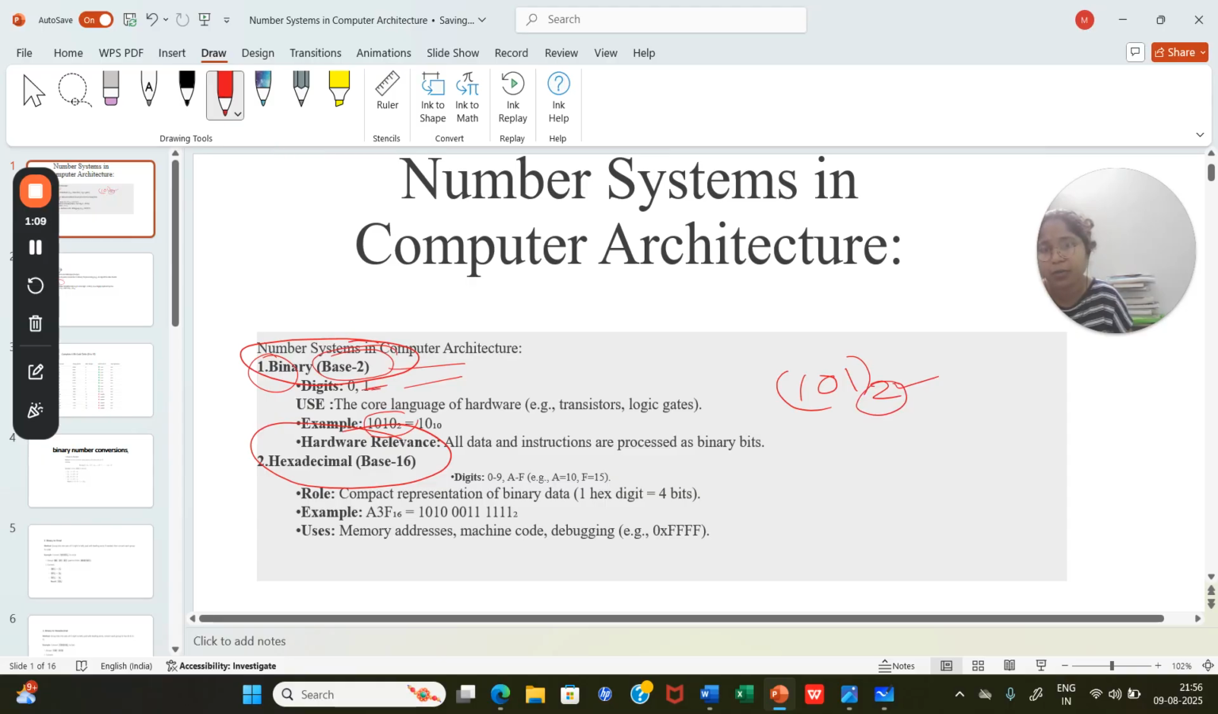We have only two digits in binary. We call this the core language for hardware. What are the hardware parts we use in a computer? For example, transistors and logic gates. These two are the main parts of the computer hardware.